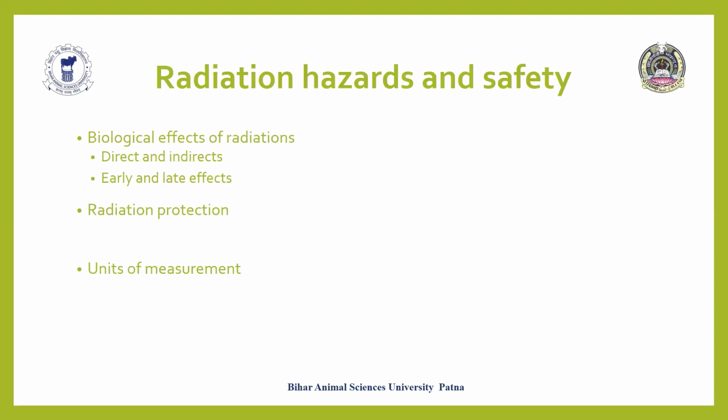Then obviously we know that, because they are ionizing radiation, they have their own hazards. They can have biological effects, which can be somatic or genetic, direct or indirect. Some effects can be observed very acutely and some may be transmitted chronically. Okay? So to prevent these hazards, we need to adopt various radiation protection measures.